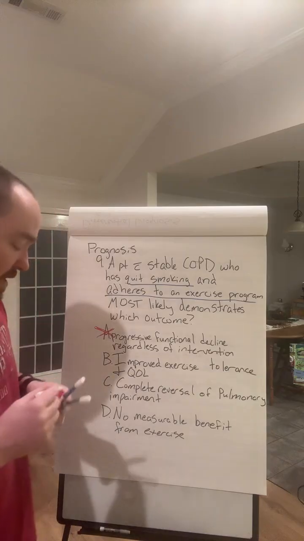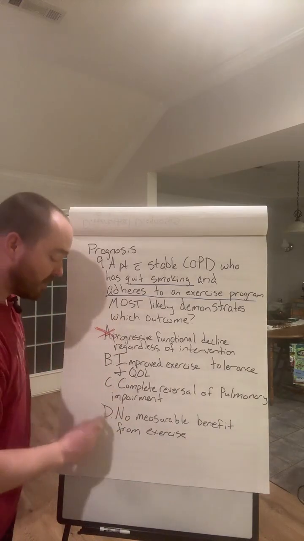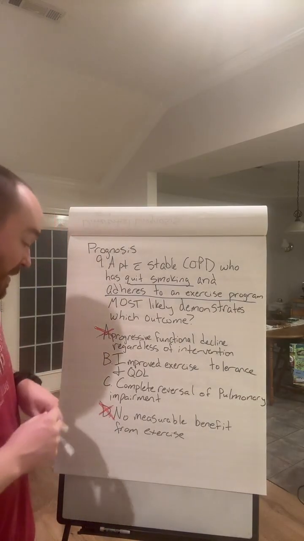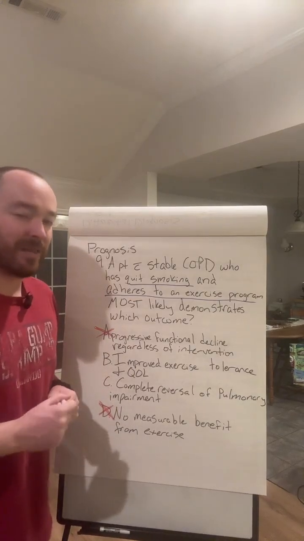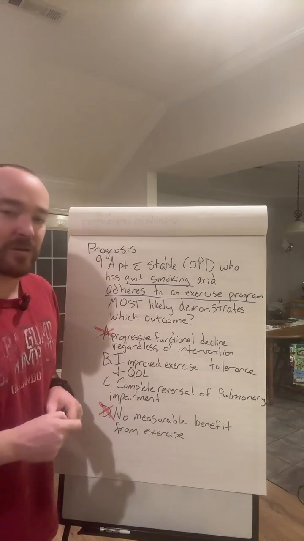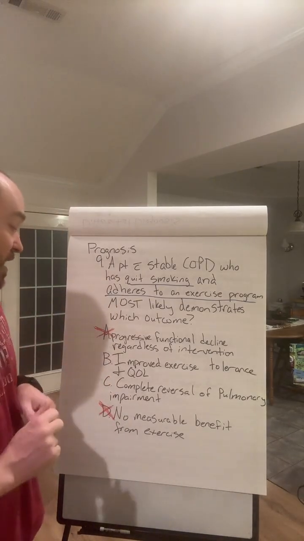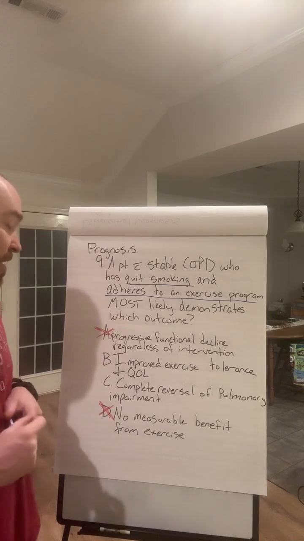The other one that we can pretty much immediately rule out is no measurable benefit from exercise. That's rarely going to be the answer, right? Unless we're talking about something that is not a PT problem. But that one should be easy to rule out. Usually on your NPTE, you're going to be able to eliminate 2 answers pretty quickly, and then you'll look at 2, and you have to pick the best one. So B, improved exercise tolerance and quality of life, or C, complete reversal of pulmonary impairment.